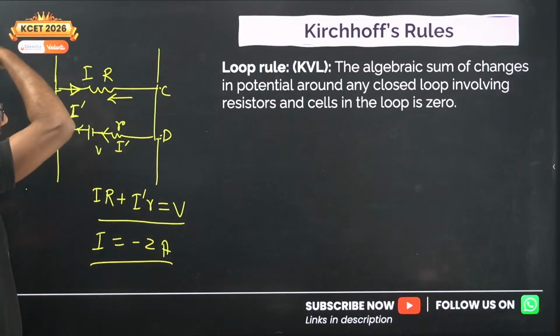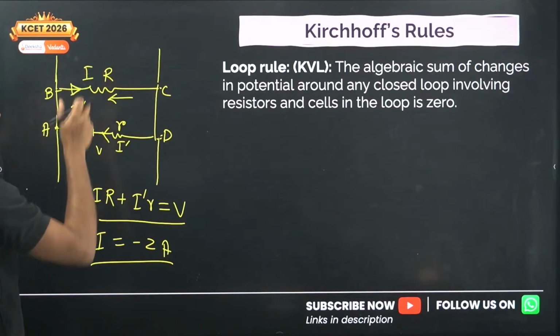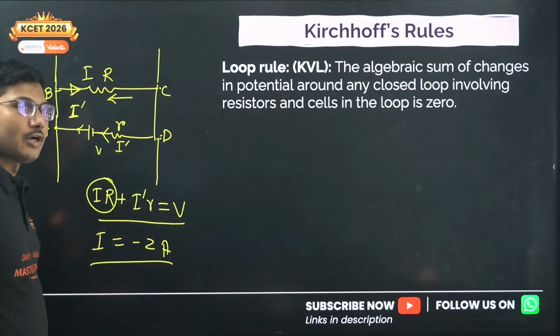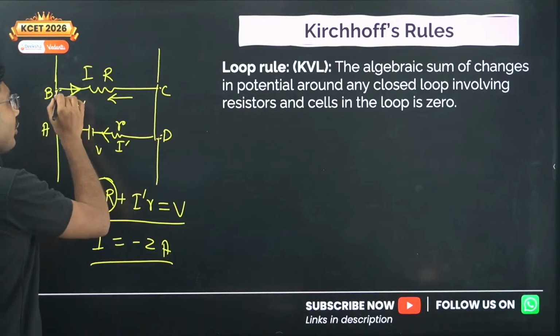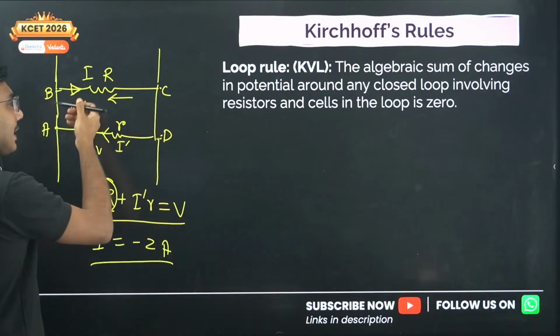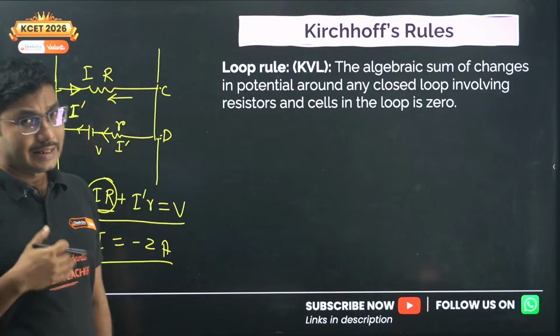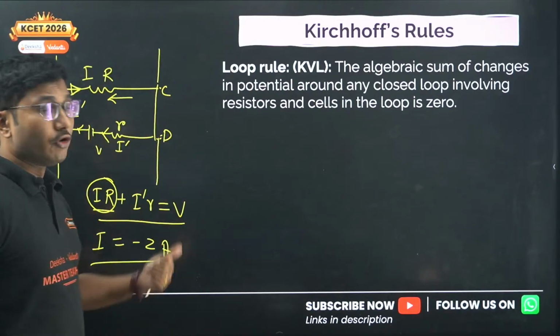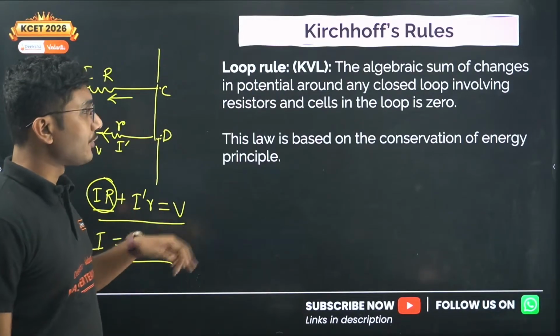And for each resistor you have to apply Ohm's law. For each and every resistor you have to apply Ohm's law. If you are going in the direction of current, everything will be positive. If you are going in the opposite direction of the current, everything will be negative. Now, Kirchhoff's voltage rule, by the way, is based on conservation of energy.